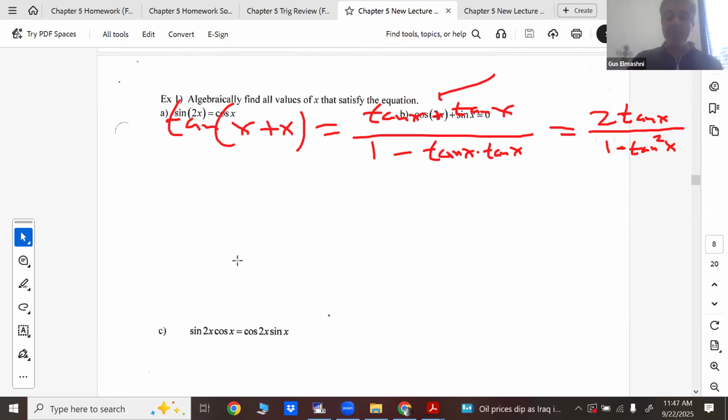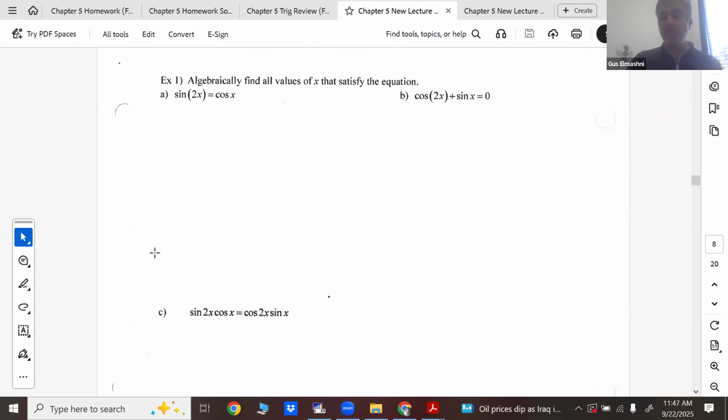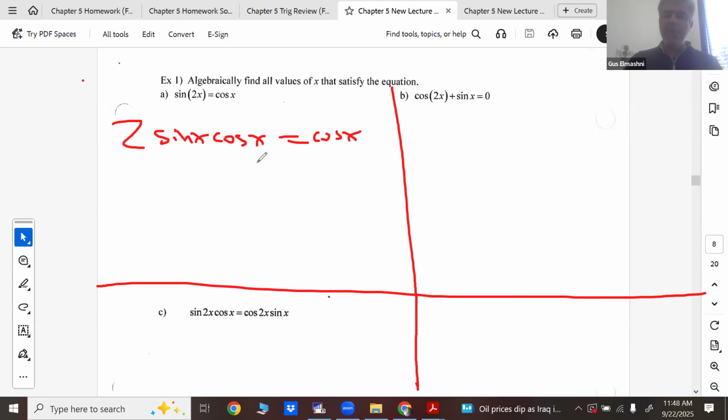All right. So now let's do some problems. You have to find all values, so you're going to give general answers. Let me tee these up and then have you guys work through them. So 2 sine x cos x equals cos x. And I think you guys know what to do next.